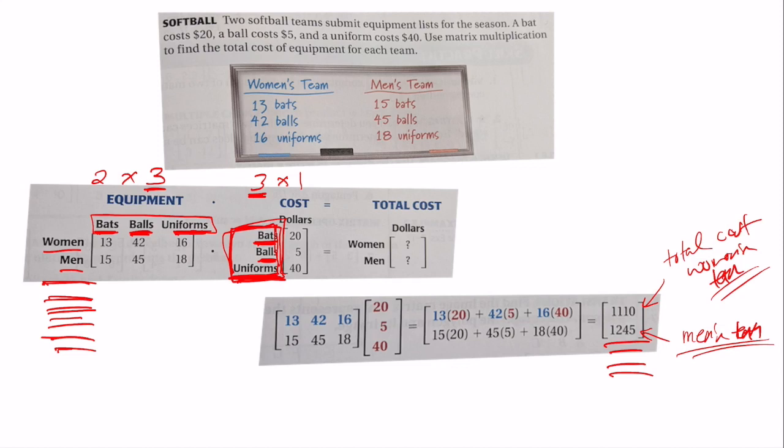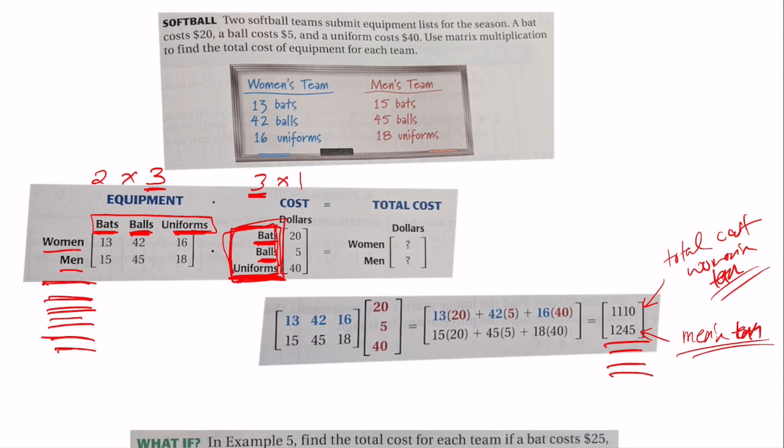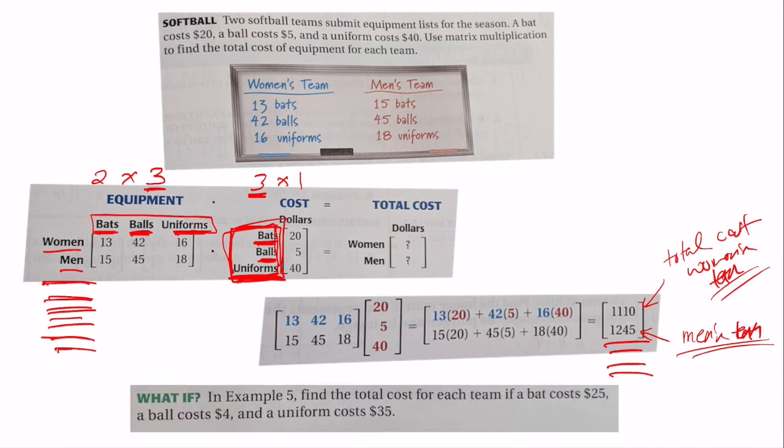The other thing is it's super easy to edit this. Imagine next year the item costs change, and the bat's 25, the ball's 4, the uniform's 35. No problem. You just type in 25 instead of 20, 4 instead of the 5, and 35 instead of the 40, and the computer's going to update every single thing just like that. And you're not going to have to go through and do each thing separately. You just have to update those one time because you only inputted them one time.